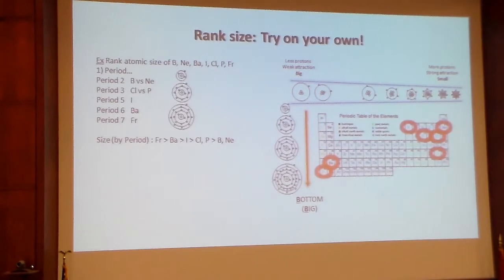What do we take a look at next? Proton. Less interaction, big. So in the same period, take a look at proton. We have phosphorus and chlorine. Phosphorus has less proton, and chlorine is bigger. Boron and neon: boron has less proton, so boron is bigger. So the answer should be francium, barium, iodine, phosphorus, chlorine, boron, and neon. So take a look at period first, the one at the very bottom is biggest. In the same period, we take a look at proton. Alright, so that's the size.